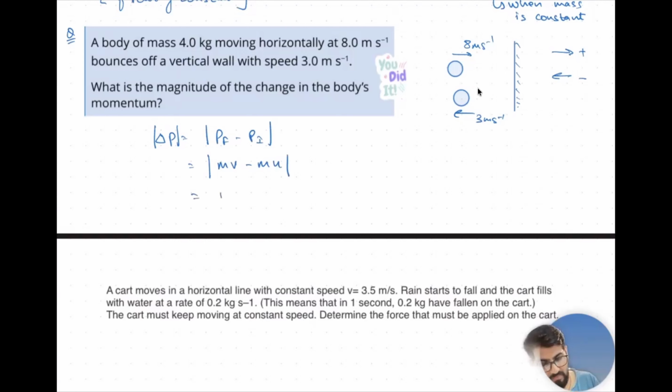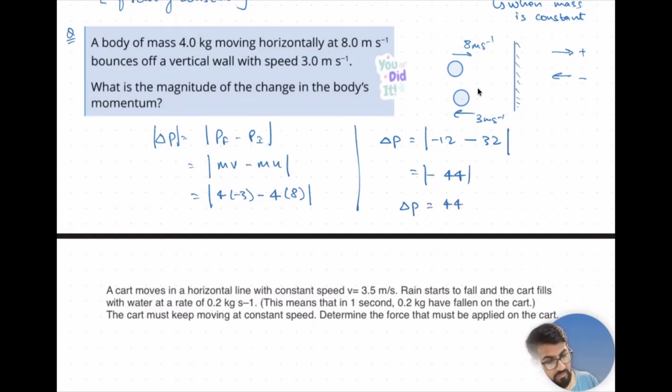So m is 4, v is minus 3, because it is moving in this direction, and this direction is taken as negative because it's a vector quantity. And mass is 4, initial is 8. Once you solve this change in momentum, you will get 4 times 3 is negative 12 and negative 32. So that will be negative 44. Absolute value will be 44 and the unit will be kg meter per second.